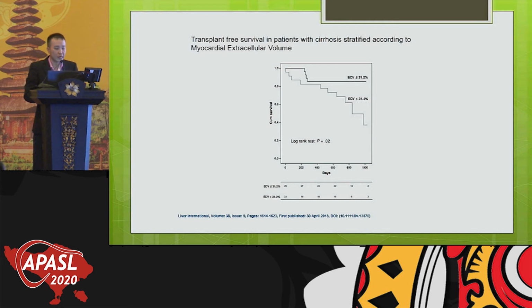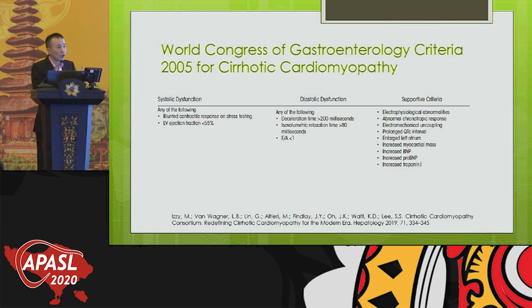So, getting back to it all, the original definition for cirrhotic cardiomyopathy was the World Congress of Gastroenterology criteria in 2005. They used these terms: systolic dysfunction, so blunted contractile response and stress testing. What does that mean? It means if you give them a stress response, like dobutamine, you get a very blunted response. Left ventricular ejection fraction of less than 55%, which I think is reasonable, given that anything below 55, we know from some data, is probably not normal.